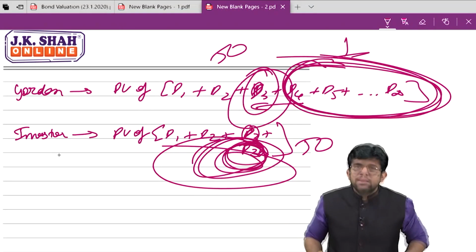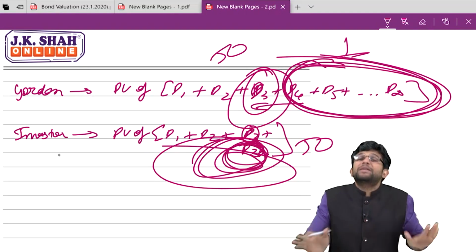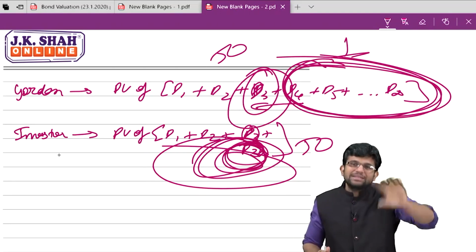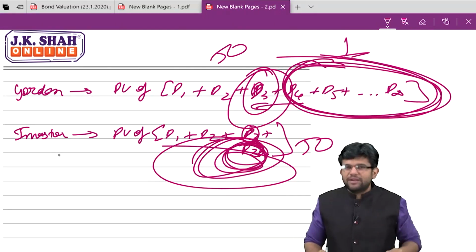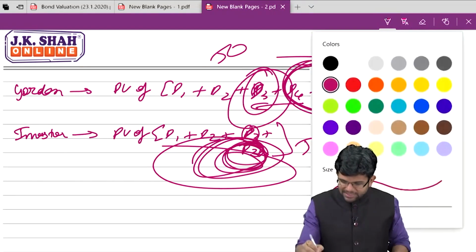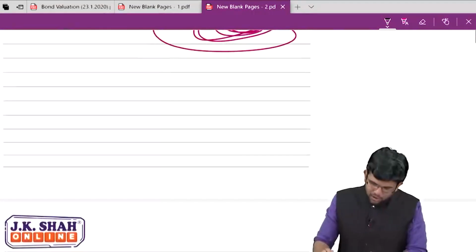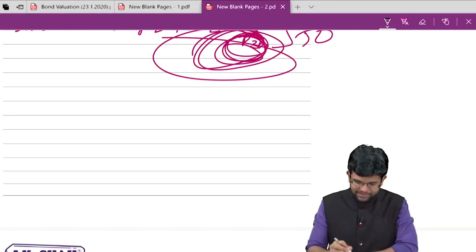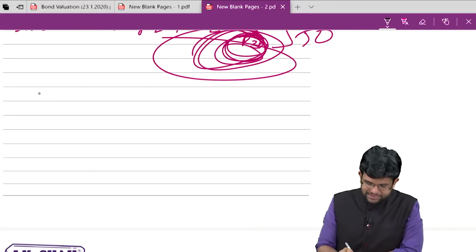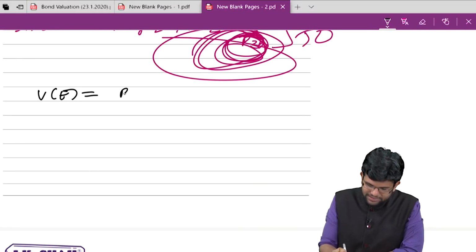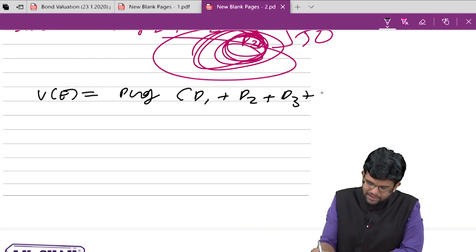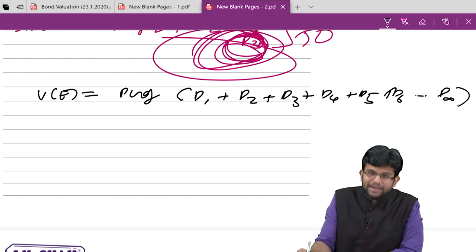Everybody following? Therefore students, Gordon's formula is perfect. Don't worry about the price. It is already embedded in that formula, correct? Now one last thing I will tell you students. See, you can also see it something like this, that Gordon is saying that value of equity is present value of D1, D2, D3, D4, D5, D6 and D eternity, correct?